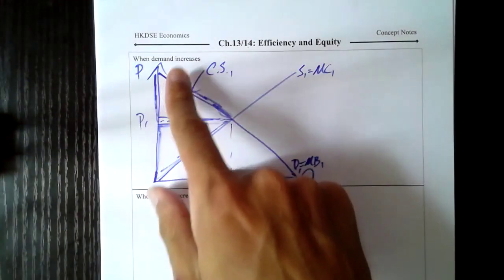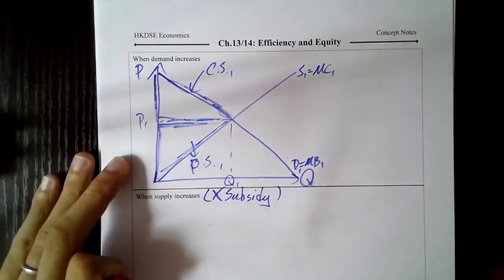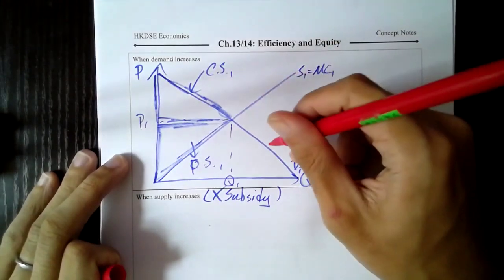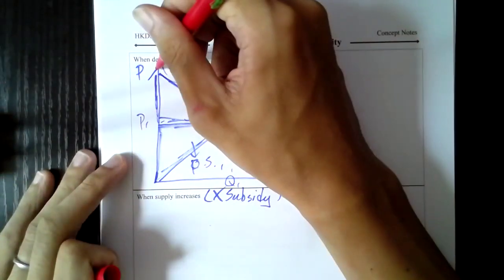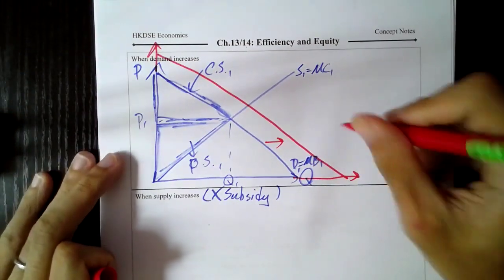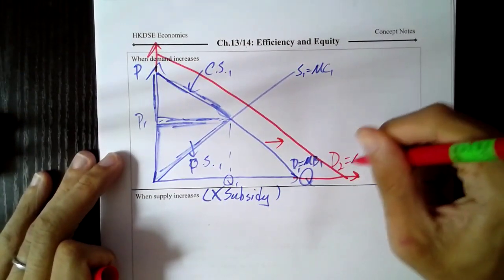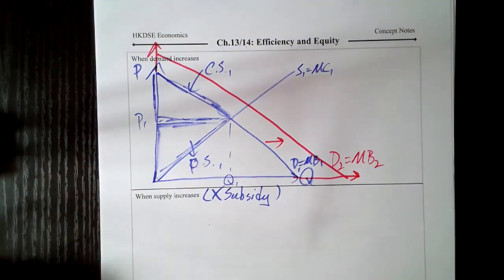Here we are talking about when demand increases. So increasing demand goes this way. Here and here also cross. So here we have D2 equals to MB2. It has gone up, right? This is an increase in demand. Now let's check what will happen.